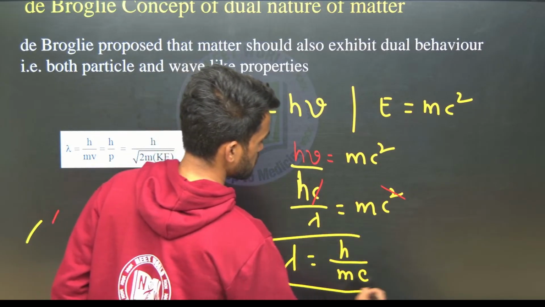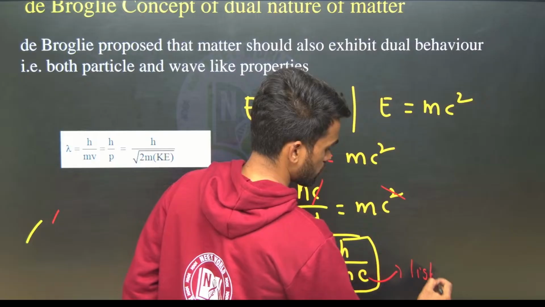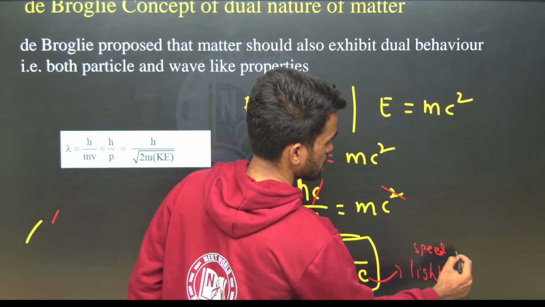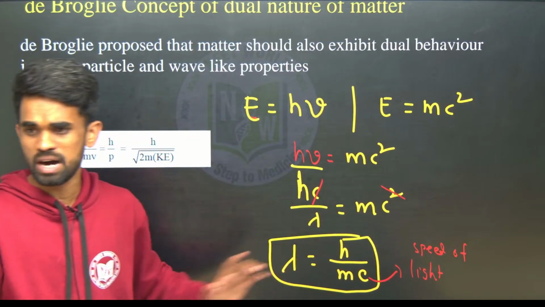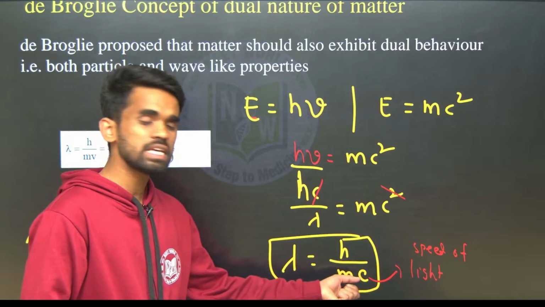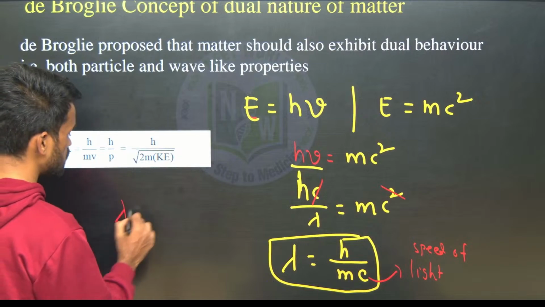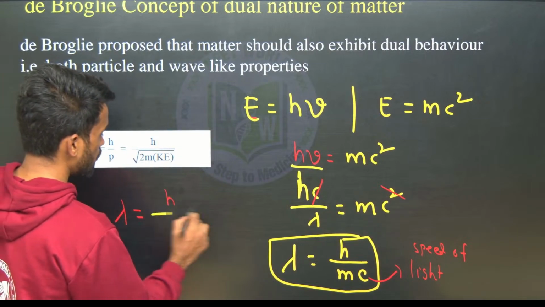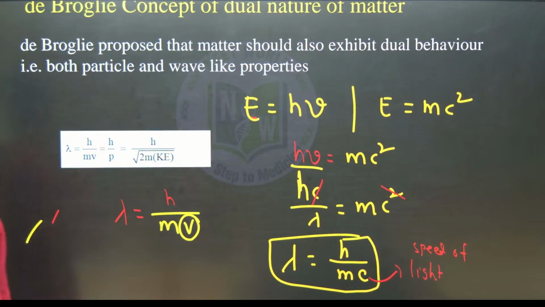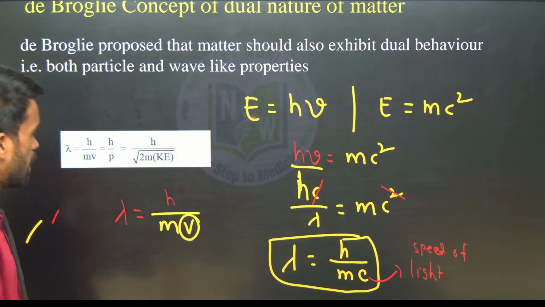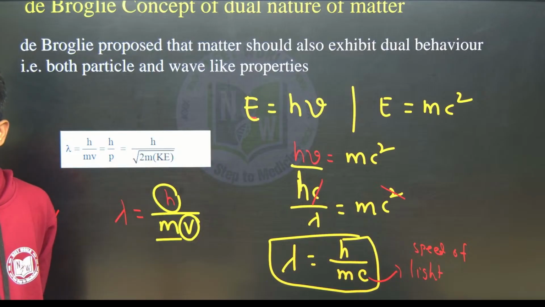This c represents the speed of light, where h is Planck's constant and m is mass here. So now I can replace c with the velocity of a microscopic particle. Therefore I can get lambda equals to h by mv. What is v here? Here v represents the velocity of that microscopic particle we are taking, and m is the mass of that particle, and h represents Planck's constant.